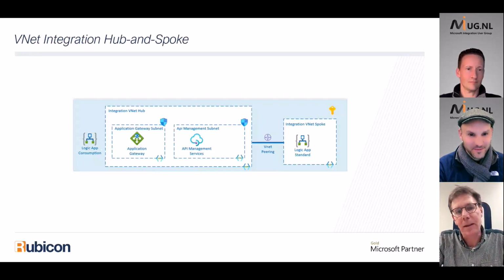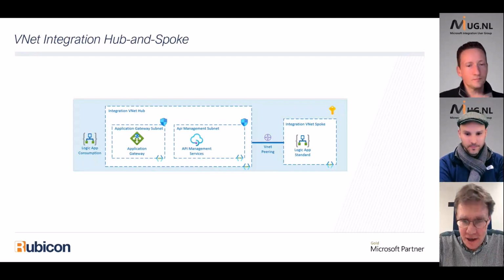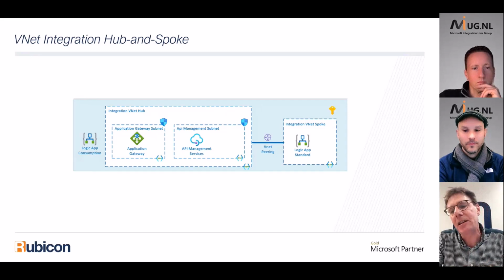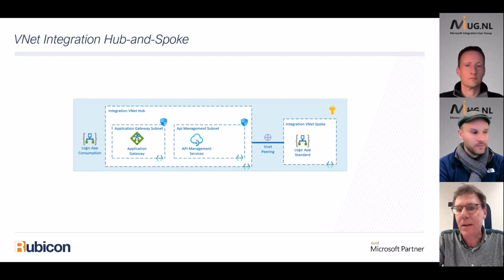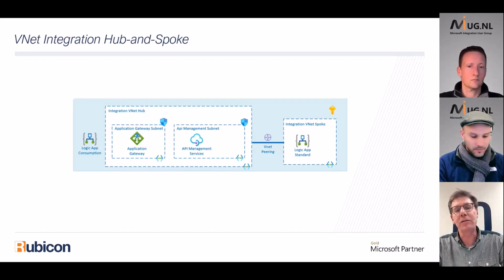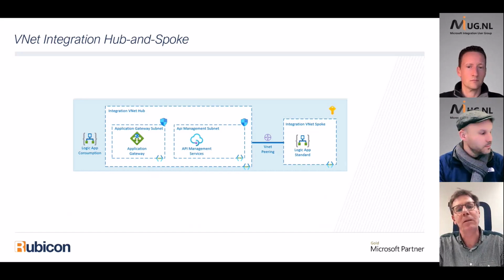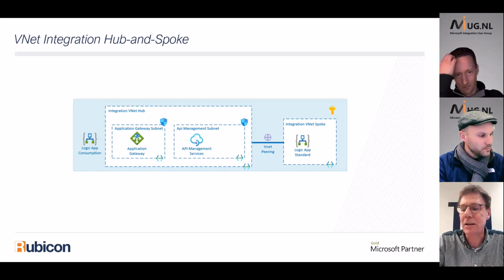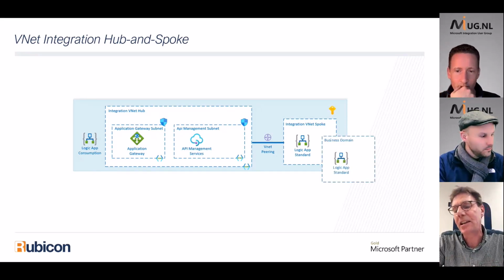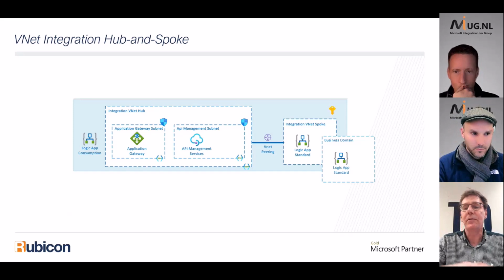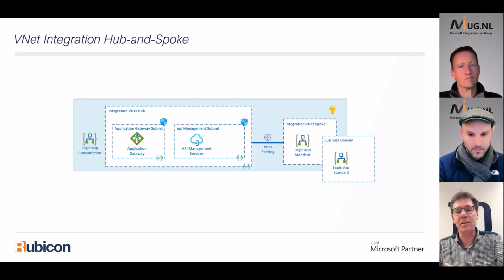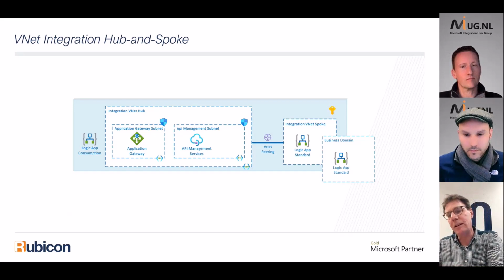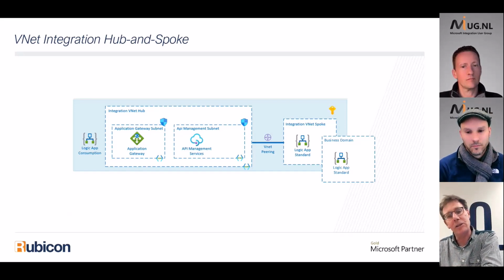Now, in this next picture, it's basically the same, but I added one feature, and that's Logic App Standard. A Logic App Standard is hosted in a virtual network as well. And here you see why I called the first VNet a VNet hub, because we now also have a VNet spoke. And the VNet spoke is actually an integration resource group per business domain. So we have different resource groups per business domain. Per resource group, we have a VNet, and in each VNet, we have a Logic App Standard.